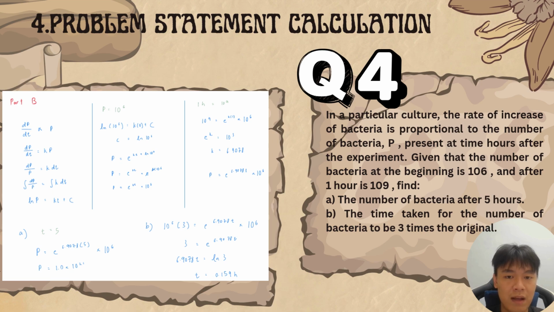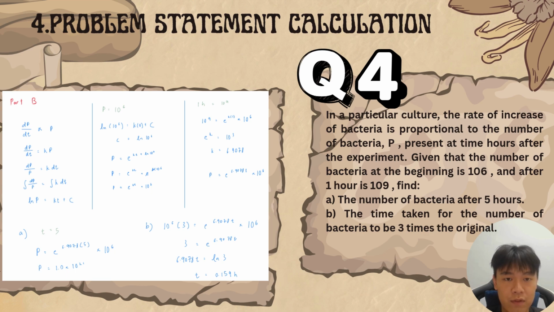Same as part A, we move the same variable from the right to the left, and the different one we bring to the right hand side. So we get dP over P equals k dt. After that, we just do the same thing, which is integrate. So we get ln P equals kt plus c.